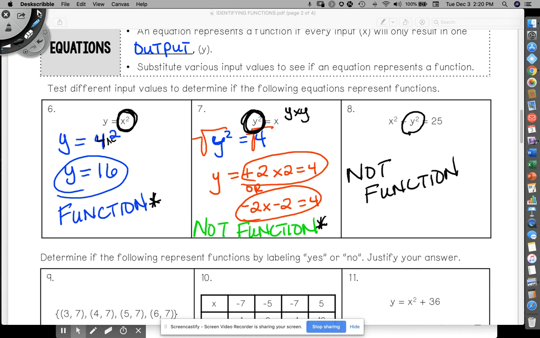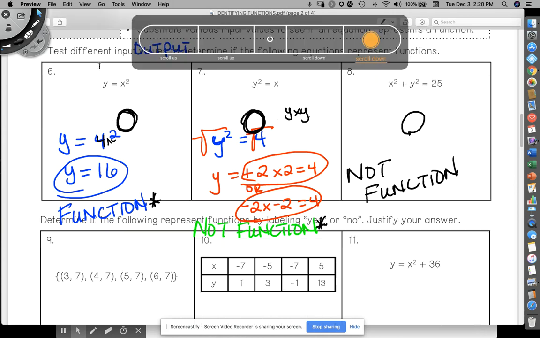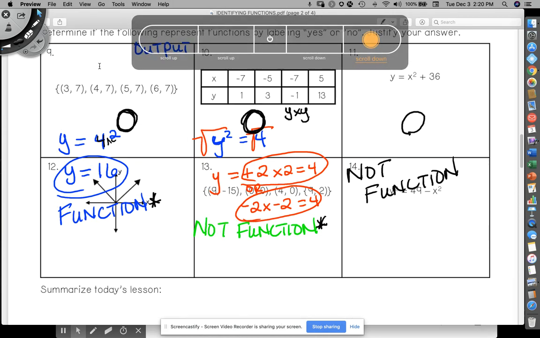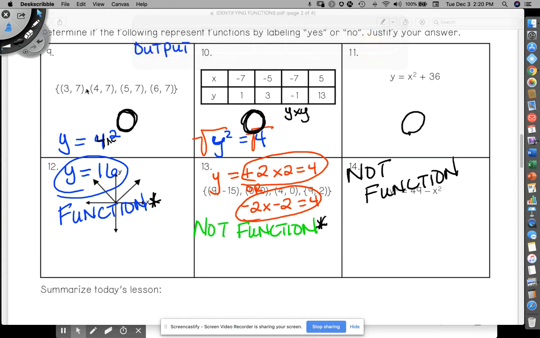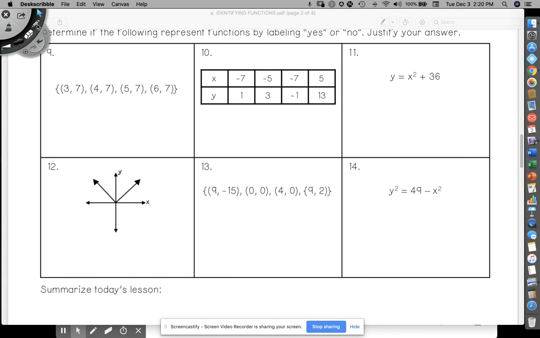All right. Now in class, that's as far as I went with you guys. You guys are to do 9 through 14. These ones I will grade. I do want you to explain your answer. So you're going to tell me function or not a function and tell me how you knew. And then don't forget to do your summary at the bottom. You need 2 sentences telling me 2 new things you just learned. And that concludes this video tutorial.